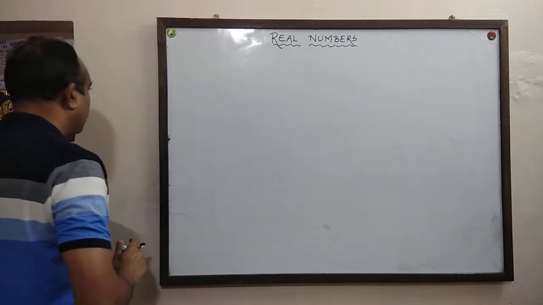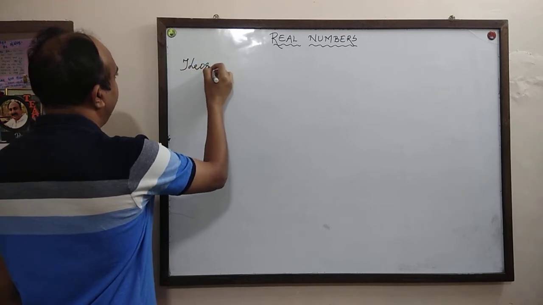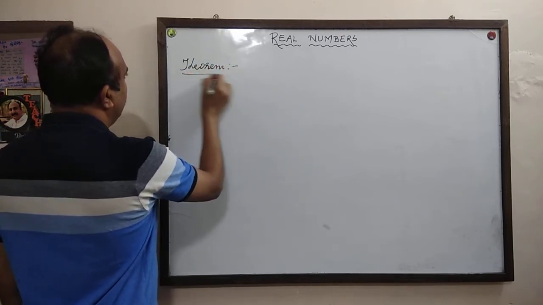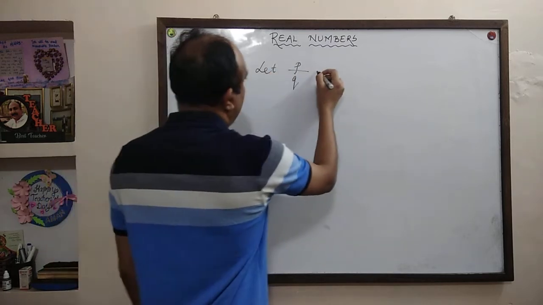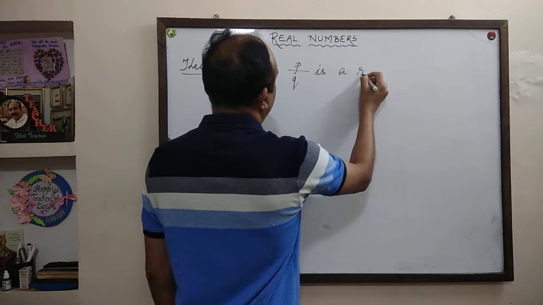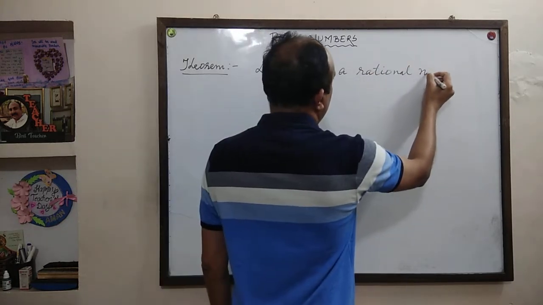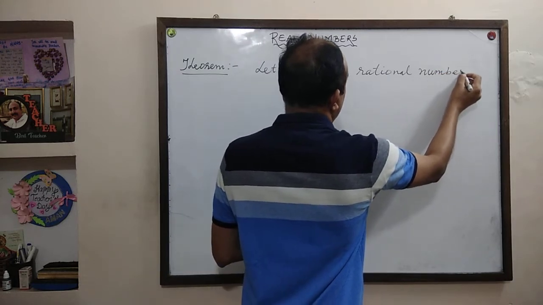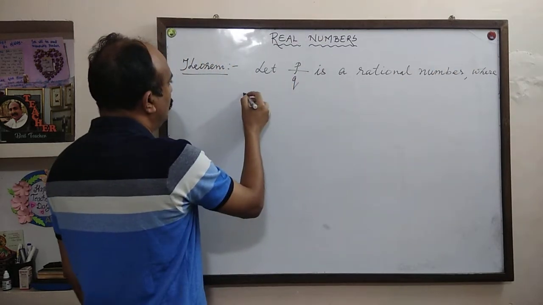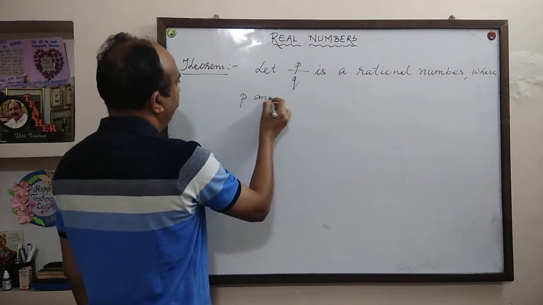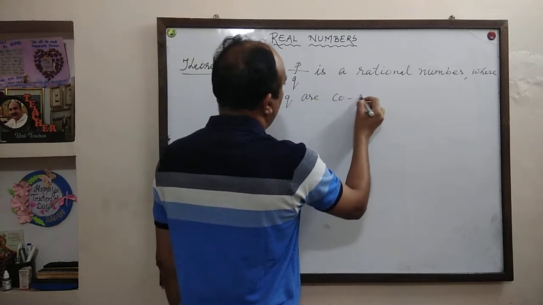Let P upon Q be a rational number, where P and Q are coprime. Where P and Q are coprimes.